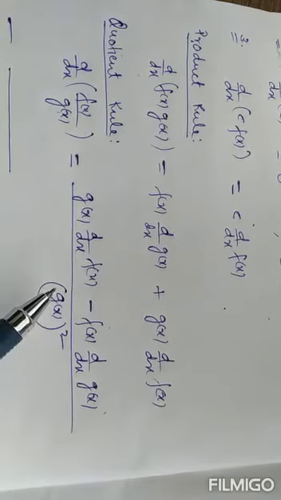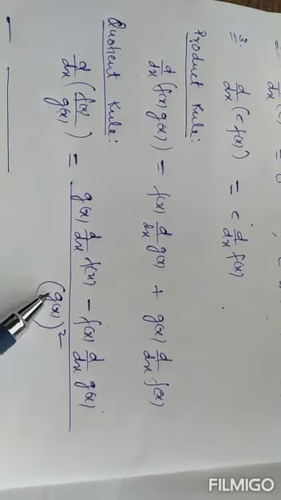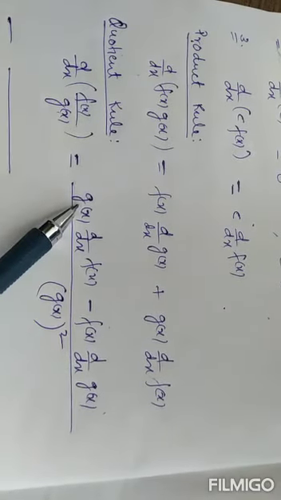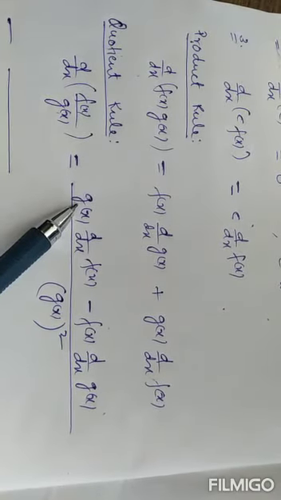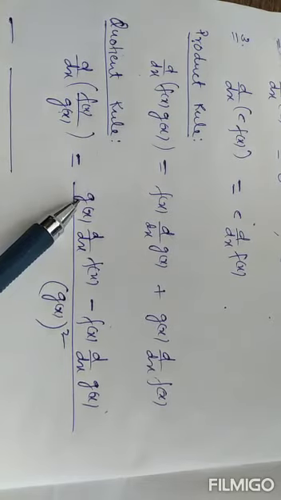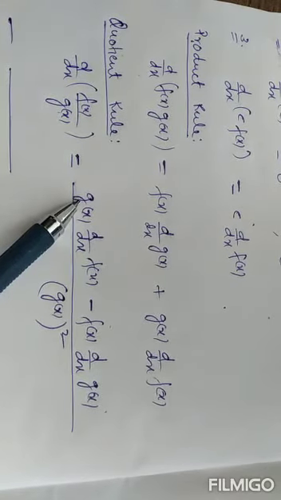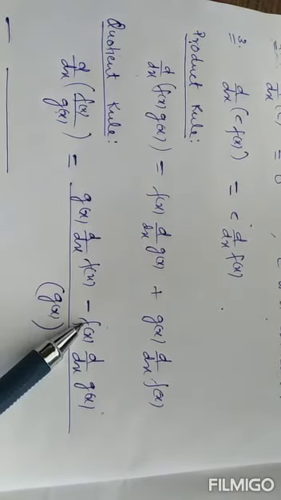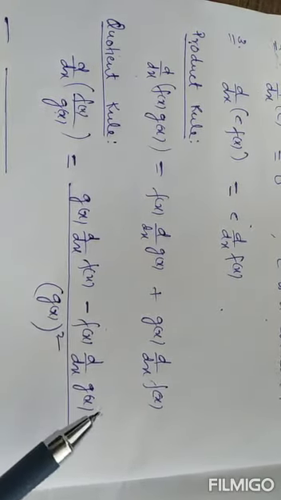So what you have to remember in the quotient rule is that in the denominator you'll have g(x) squared, and then g(x) first, it will remain constant. Remember to write g(x) first. Then you have to differentiate d/dx of f(x), minus, then f(x) will remain constant, then you have to differentiate g(x).